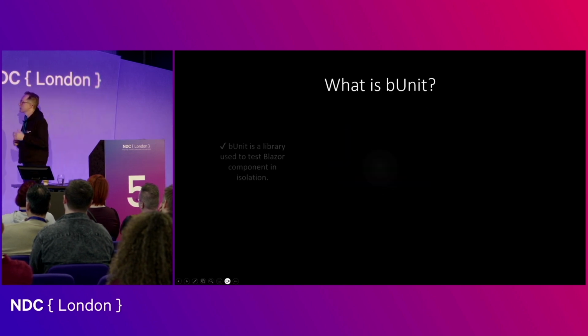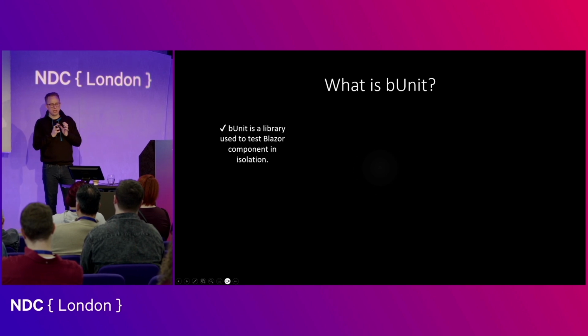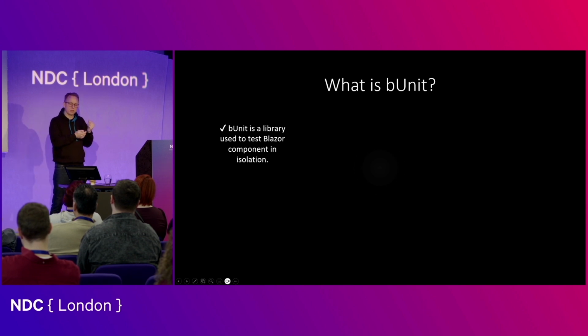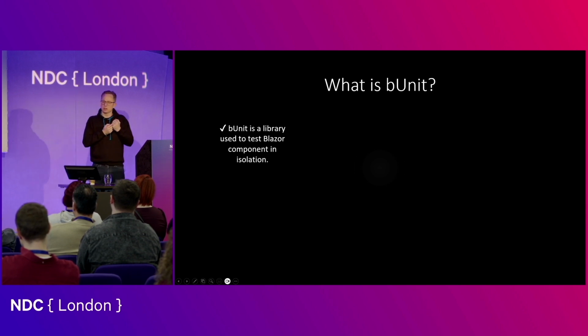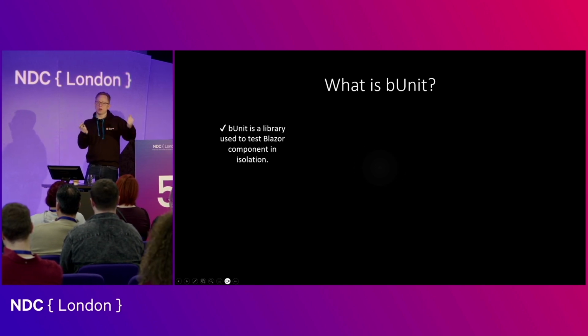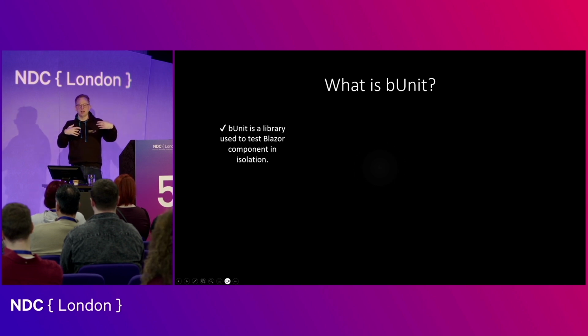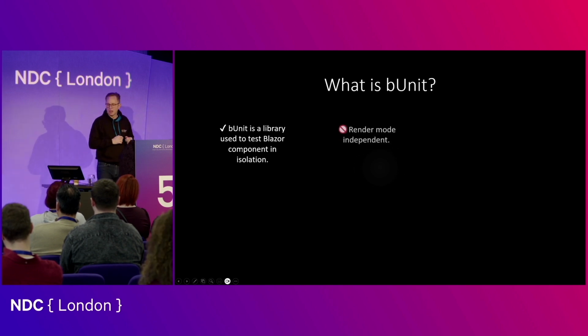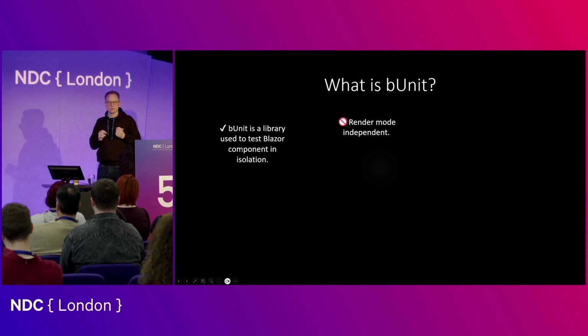bUnit is a library that allows you to test Blazor components in isolation. It enables you to render a component, pass parameters to it, and get HTML out of it. Blazor components themselves are just C# classes at the end of the day, but if you new one up, it doesn't know how to produce markup itself. It has a render tree inside it that represents the markup you want it to produce, but it doesn't actually know how to produce markup. That's what we get with bUnit. It doesn't care about the render mode that your component is written to.